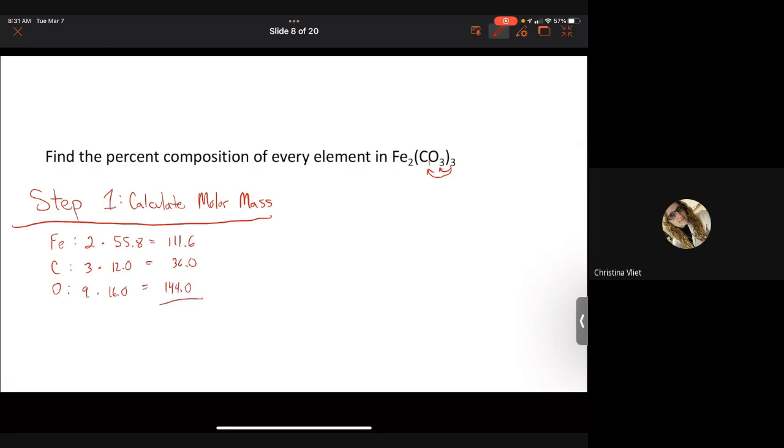Add up all those masses together, and your total mass is 291.6. So if you were working ahead of me, make sure that that's what you got for your molar mass.